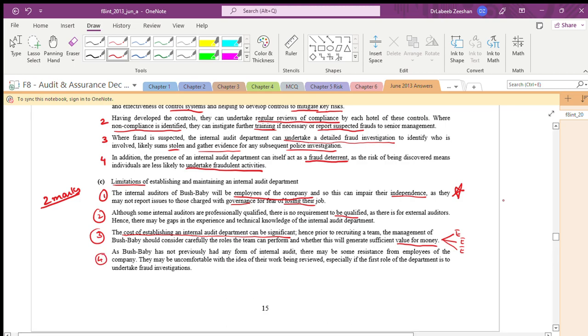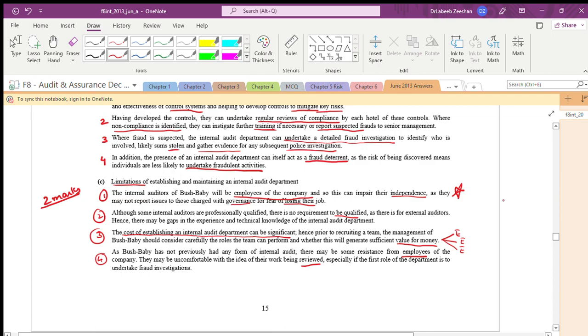The company has not previously had any form of internal audit. There will be some resistance from the employees. They will not feel comfortable. This is the old conventional type of answer. They are uncomfortable with the idea of their work being reviewed. What are the limitations?